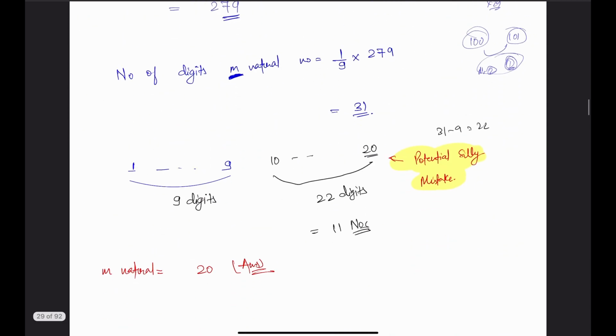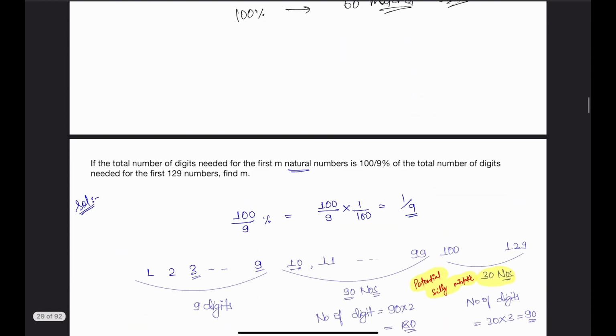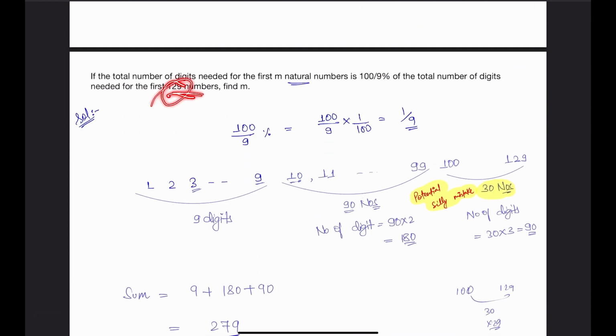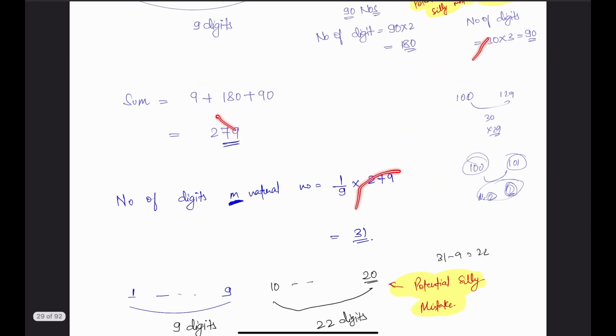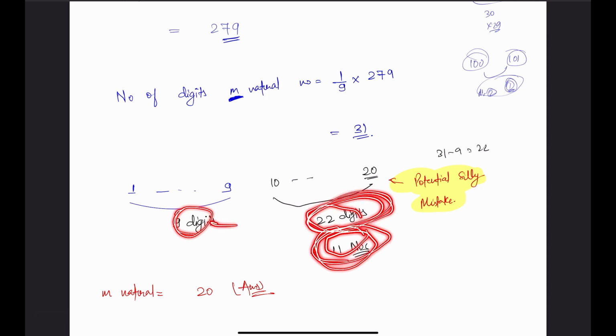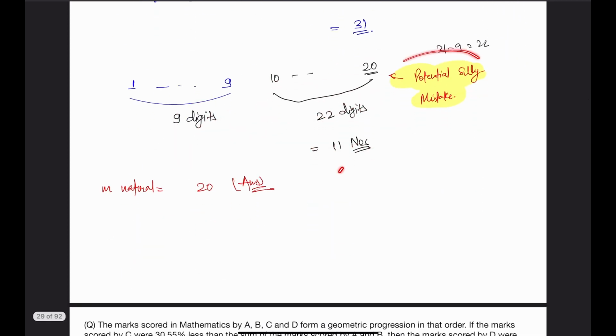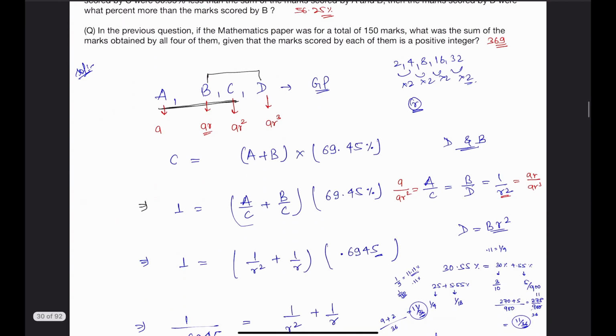Okay, we were not aware of how many digits, so we tried to find out with the help of 129 numbers. 129 numbers I know. 1 by 9 is 31. So for 31, 9 digits are here, and we need in this one 12. So 9 plus 12 is 31, and the numbers are actually 11. 11 plus 9 is 20. So I can say a potential silly mistake could be here also.